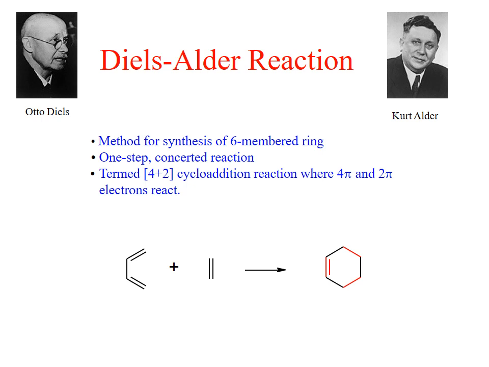Diels-Alder reaction. This reaction was discovered by Otto Diels and Kurt Alder. Upon their discovery, both scientists were awarded the Nobel Prize in 1950. This reaction is a method for the synthesis of six-membered ring systems.